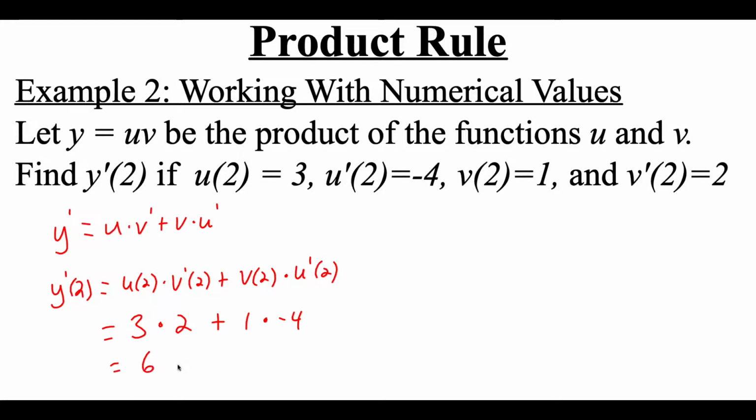Well, 3 times 2 is 6. 1 times -4 is -4. If I take 6 and add -4, I get 2 as my final answer.